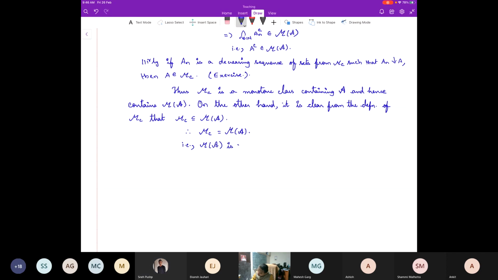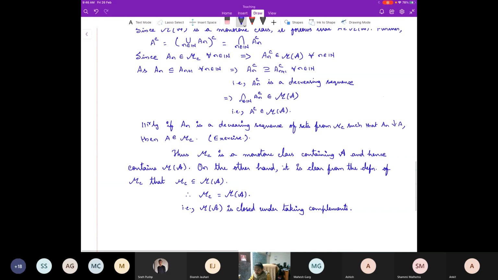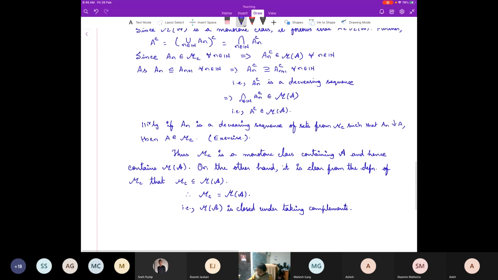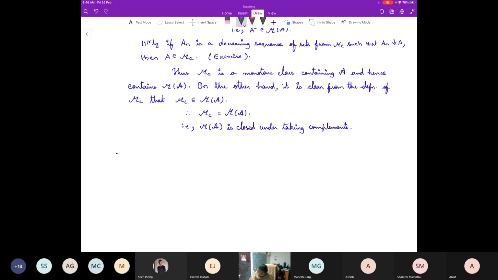M_A is closed under taking complements. Right. So one thing we have done: we have shown that M_A is closed under complements. Fine. Next one. What is the next one? We will have to show that it is closed under finite union. Well, it's enough to prove it for two sets.